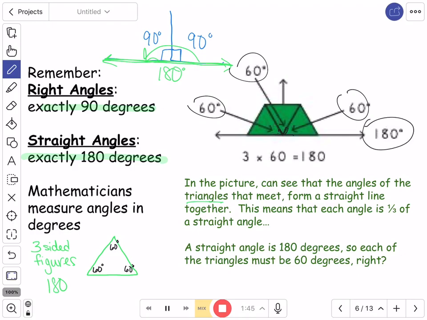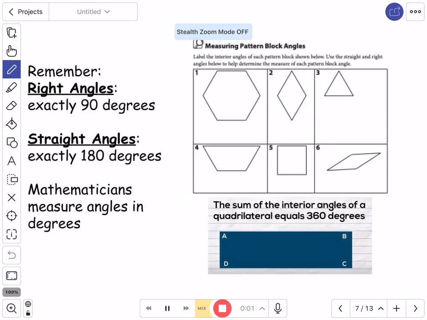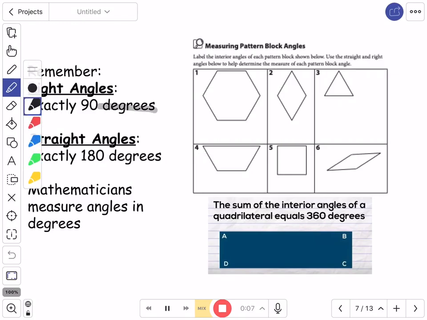Now if I were to put 3 of my pattern block triangles together, you could see that this angle and this angle and this angle right here, they're all 60, which would mean that together they make a straight angle, which would be 180 degrees, okay? So that means that each angle is 1/3 of a straight angle. A straight angle is 180 degrees, so each of the triangles must be 60 degrees, right? Okay, so just keep that in mind as we keep going on, okay?